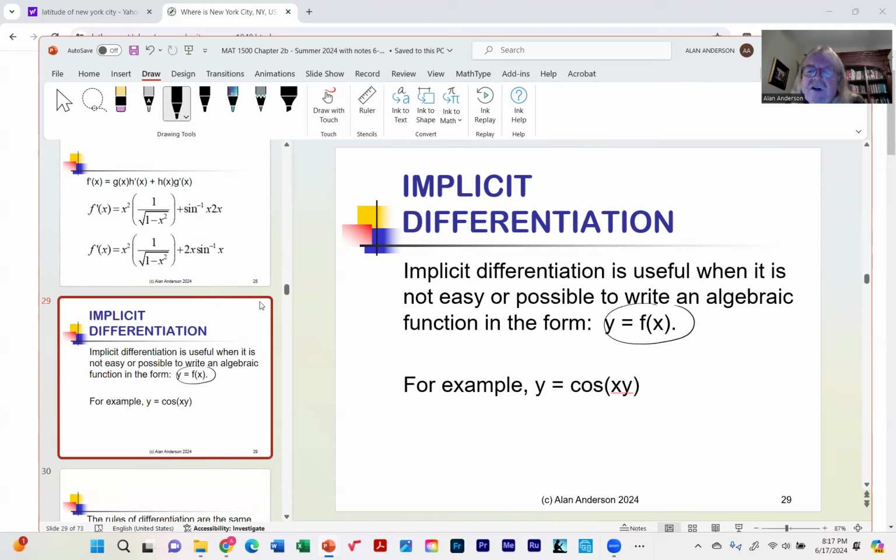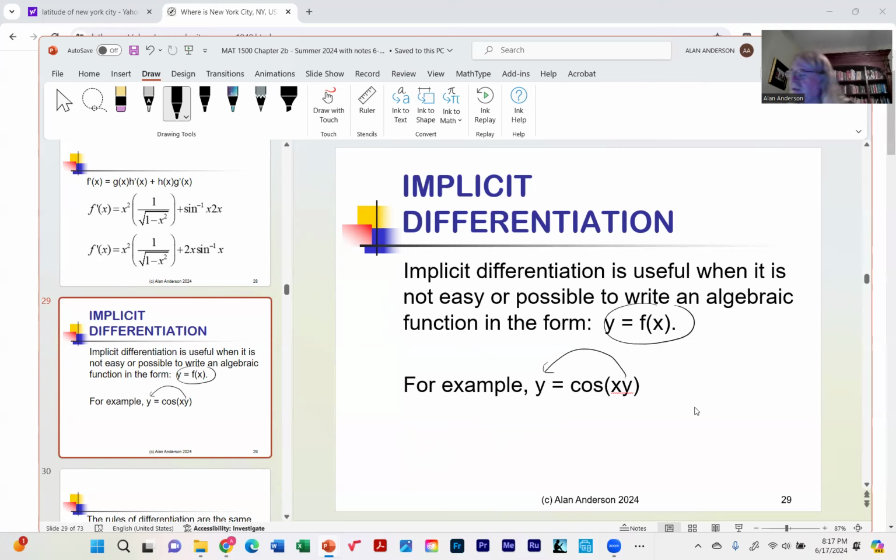But sometimes you may have a function which is so messy, like even this one, it doesn't look that bad, but how would you split out this y and move it over to the left with this y? Well, I mean, let's just say that it would be very messy. So in a case like that, it's not really worth your while to try to split it up like that. What we're going to do instead is use what we call implicit differentiation.